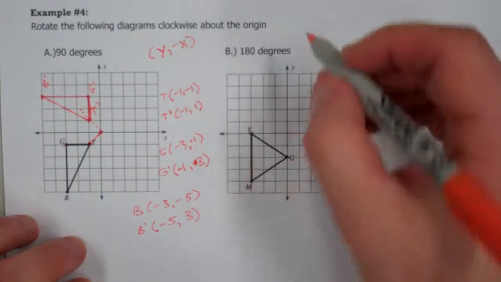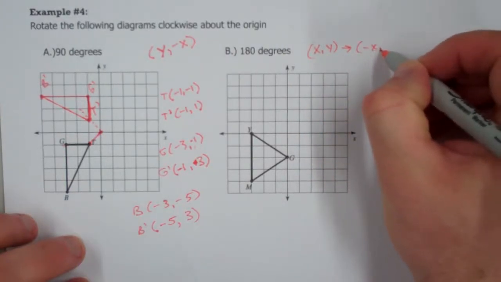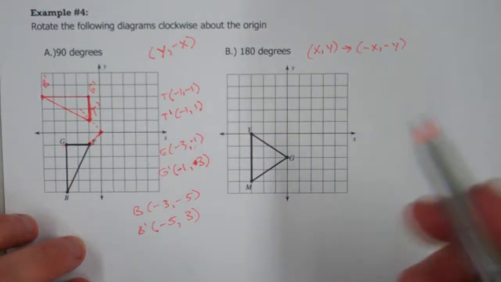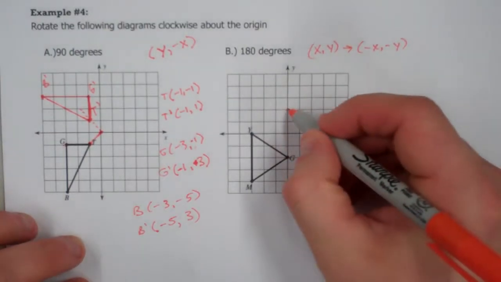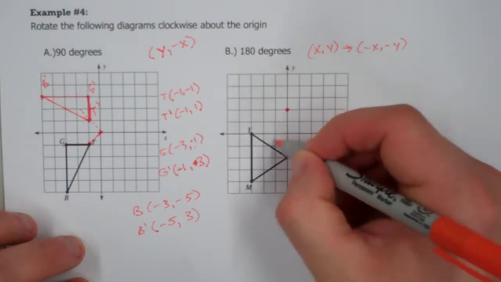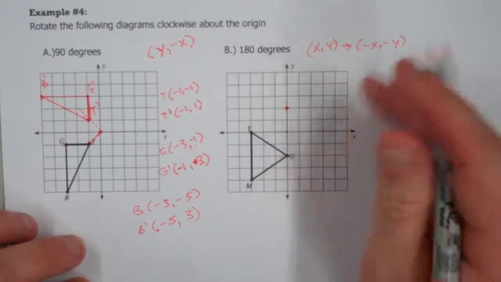For 180 degrees, we're going to take every x, y and just take the opposite. So we can do this one pretty quickly, I think. We've got 0, -2, so that'll be 0, 2. You can see we're 180 degrees from where we were, and compared to the origin, those two are the same distance.